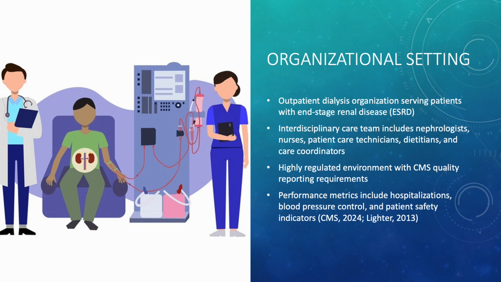This quality improvement program is designed for an outpatient dialysis organization caring for patients with end-stage renal disease. These patients often have multiple chronic conditions and require highly coordinated interdisciplinary care. The organization operates in a CMS regulated environment where outcomes such as blood pressure control, hospitalizations, and patient safety are continuously monitored. Because dialysis care is already standardized and data driven, it provides an ideal setting for Lean Six Sigma based performance improvement.